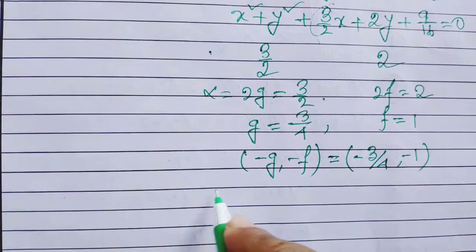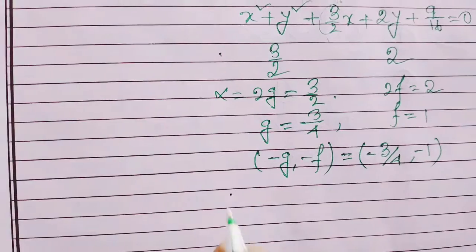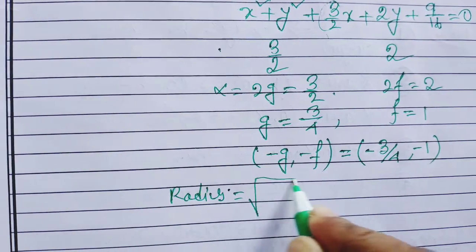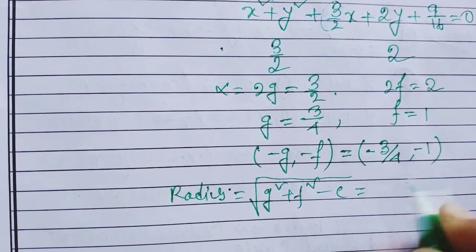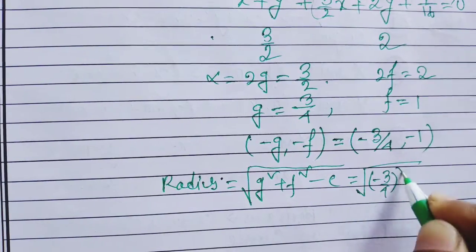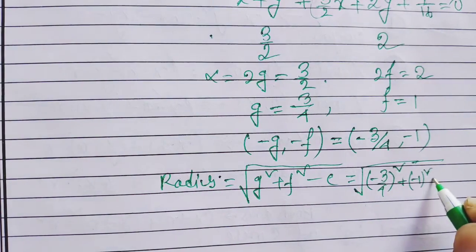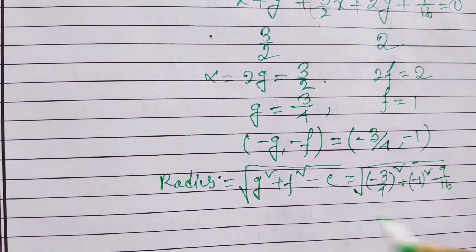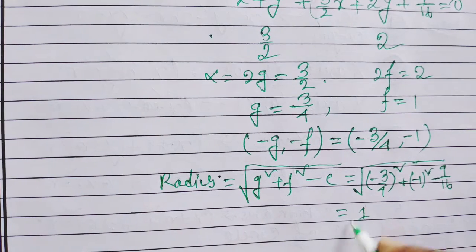Now try to find the radius of the circle. What is the formula of radius? Radius equal to under root g square plus f square minus c. That means under root (minus 3/4) whole square plus (minus 1) whole square minus c, where c is 9/16. So write here 9/16. Now simply calculate, then we will get only 1. So our radius is 1.